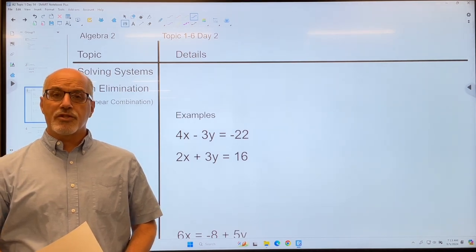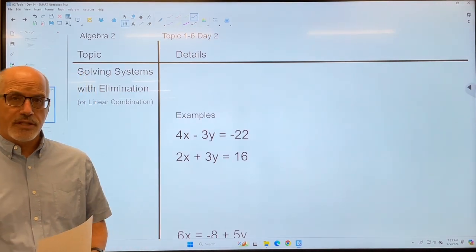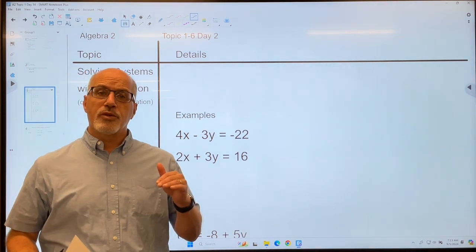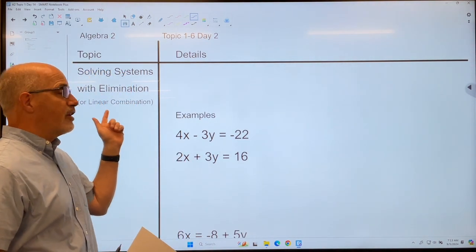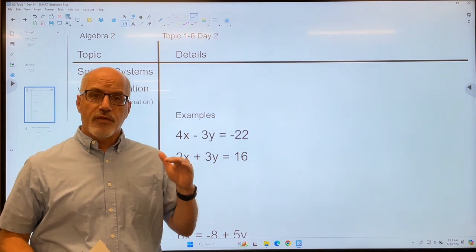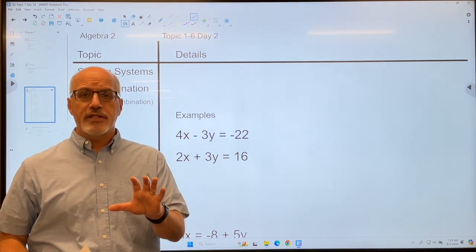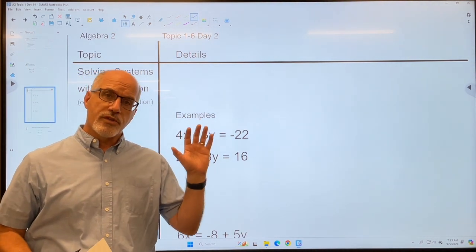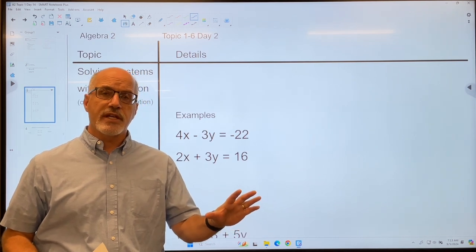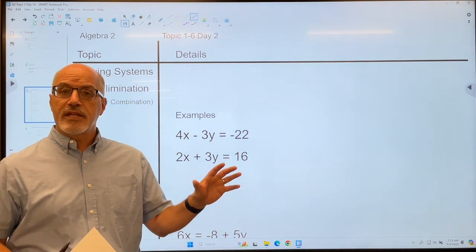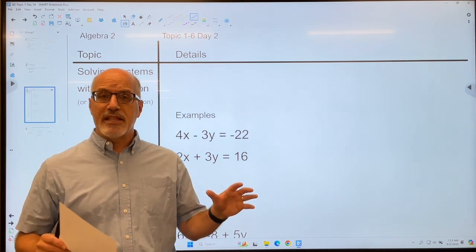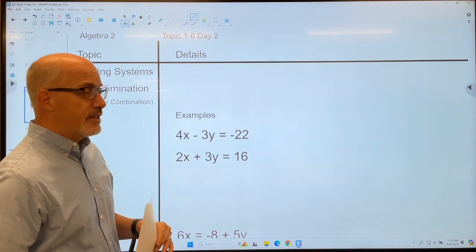This lesson is concerning solving systems of equations. In this one, we're going to do the method called elimination, sometimes called linear combination. So we've already done graphing to solve a system of linear equations. We've also done substitution for solving a system of linear equations. This third method will give us an extra method in our toolbox in order to solve a system.